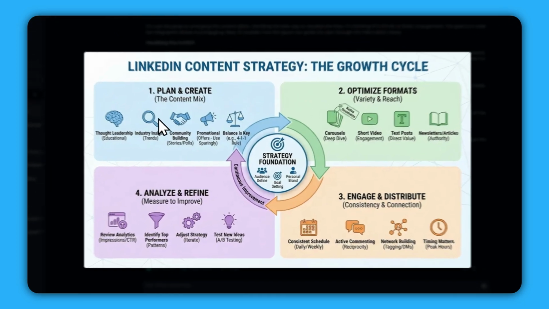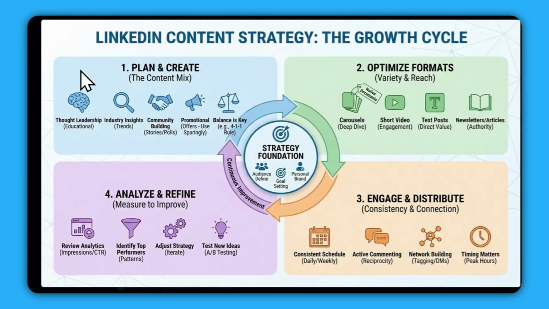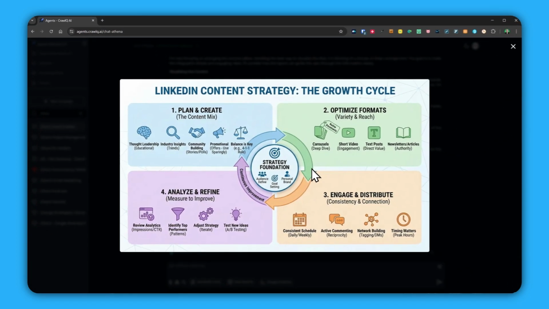It's looking pretty good. So LinkedIn content strategy, the growth cycle, plan and create the content mix, optimize formats, engage and distribute. I mean, look at this. This looks really good. The thing I'm looking out for, though, more than anything with an AI image, is really obvious typos that look really bad. I'm not spotting any. If you spot any, let me know. But I think that is a fantastic little image. And you could use that in a blog, or if you're writing a book. Yeah, I like that. Well, there you go.